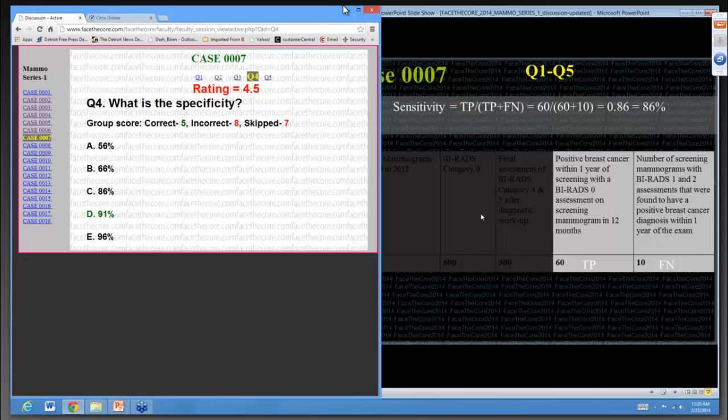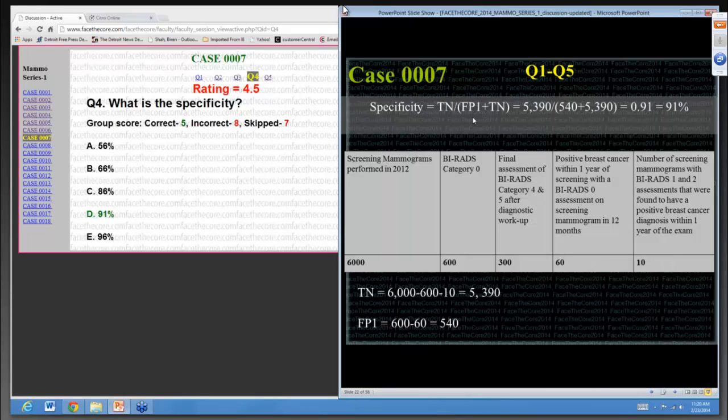So what is the specificity? That's the next question. By that time, you're probably thinking, gosh, I'd rather get on to the next case here. So specificity is the probability of interpreting an examination as negative when cancer does not exist, or the number of true negative mammograms in a population divided by all the actual negative cases. So it's the true negatives over the false positive one plus true negatives.